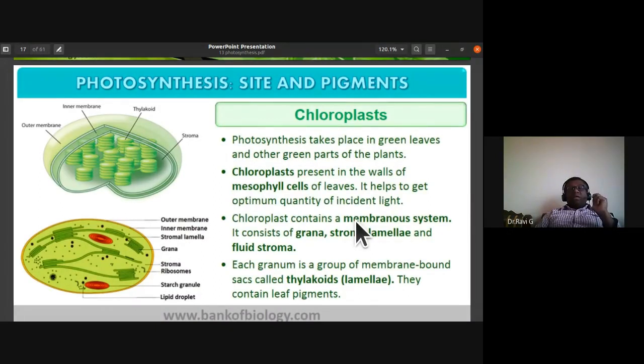So this chloroplast helps to get the optimum quantity of incident light. They try to absorb as much light as possible. The chloroplast contains a membranous system which consists of grana, stroma lamellae, and fluid stroma. So these are the things that are present within a chloroplast. We have already studied the ultrastructure of chloroplast.